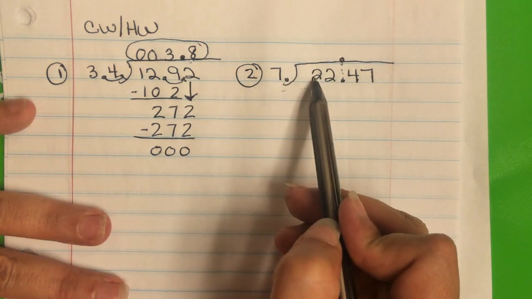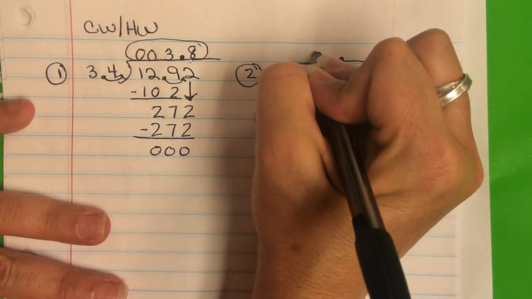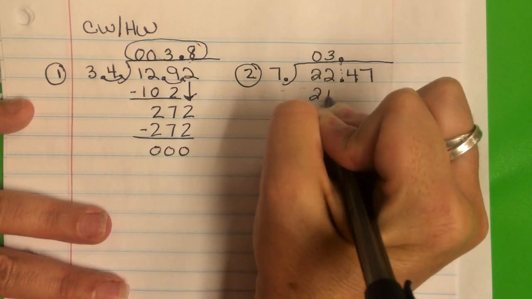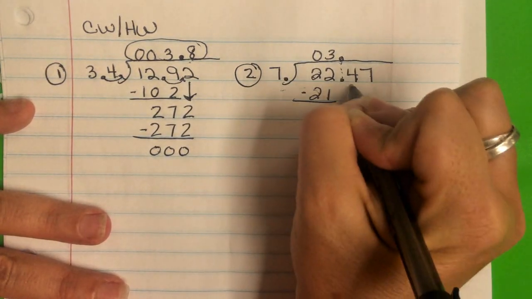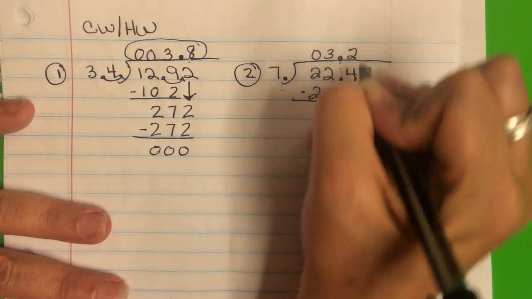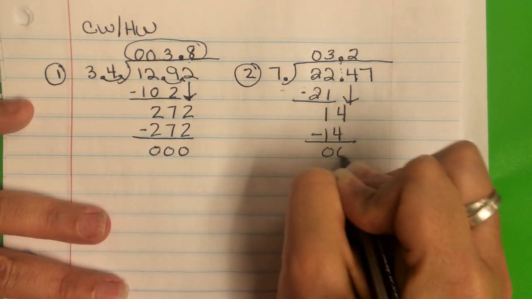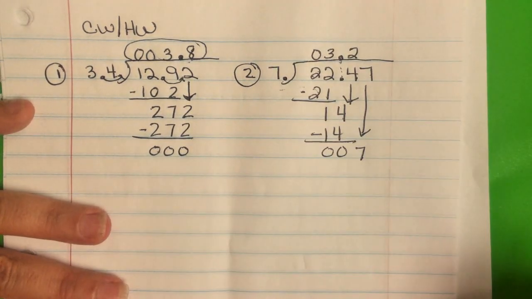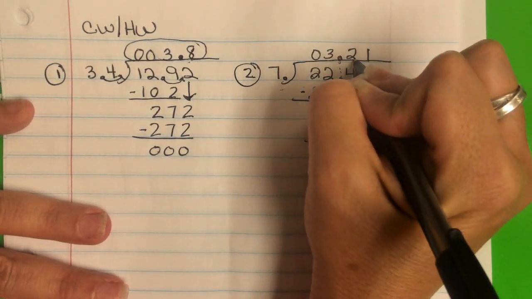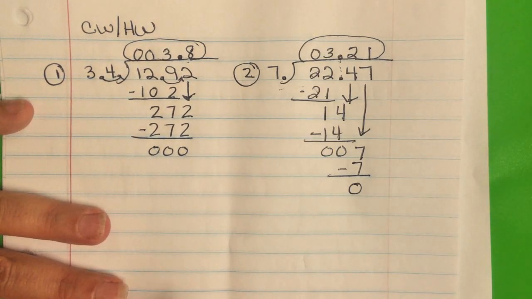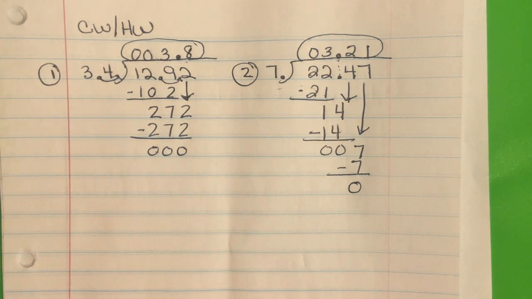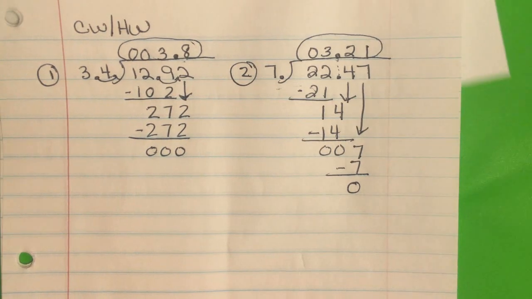Okay. Can 7 go into 2? No. 22. How many times? 3. That's 21. I bring down the 4. 7 into 14. 2. And I bring down the 7. 7 into 7? 1. Listen. Take your time. Some of these you may have to add zeros. Some you may not. Okay? You will keep going all the way to 10 and 11.